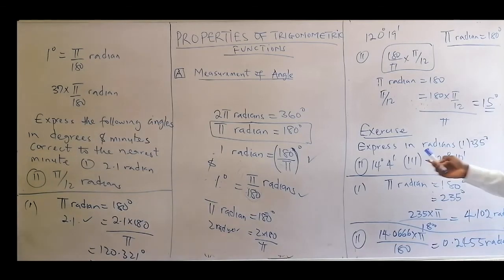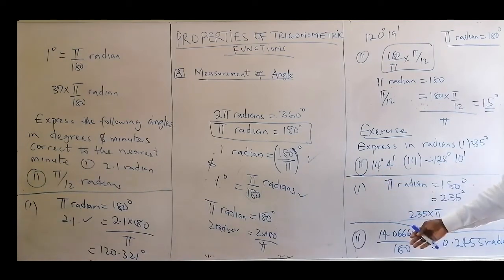What I said here is that when you have degree and minutes, it is very simple. You just divide the minutes by 60, which gives a decimal, and then add it to the degrees you have. After that, you can do the conversion.